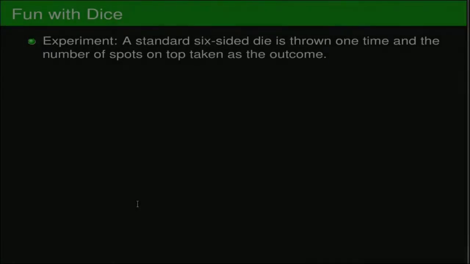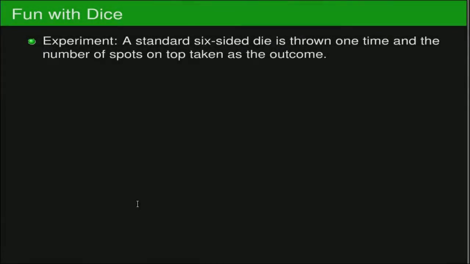So now let's be a little bit more concrete with the definition that we just had. The experiment that we'll deal with is just rolling a standard six-sided die. We're only going to throw it one time, and the experiment will be recording the number of spots that occur on top as the particular outcome. Probably you know, with a standard six-sided die, our sample space is just going to be 1, 2, 3, 4, 5, and 6.